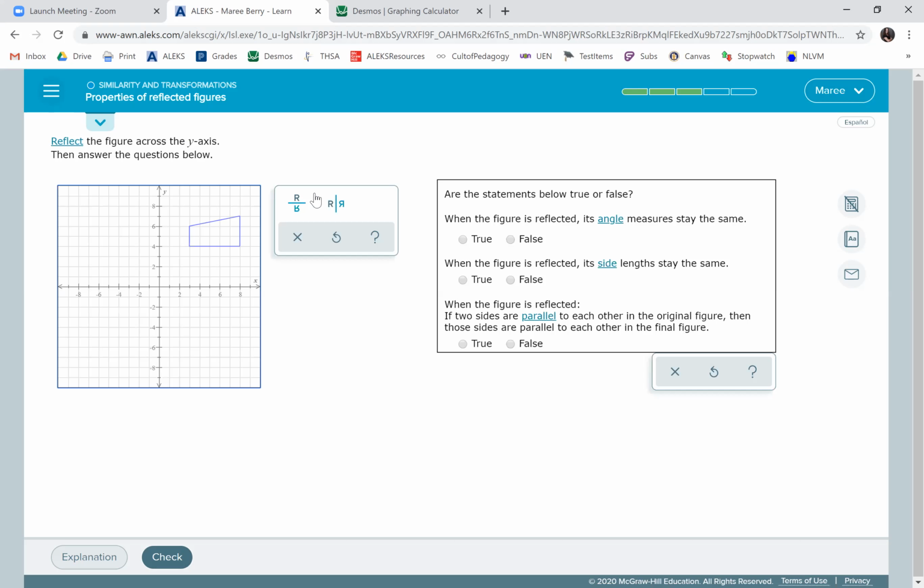So now it's reflected in the y-axis. So that's this one. Did the reflection for us. Let's answer the questions. When the figure is reflected, its angle measures stay the same. True. Side lengths stay the same. True. Those sides are parallel to each other. True. Okay, all of these are true.